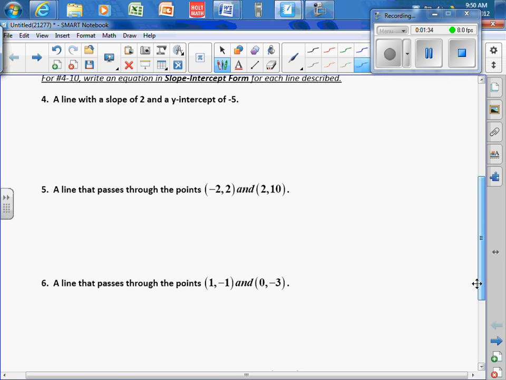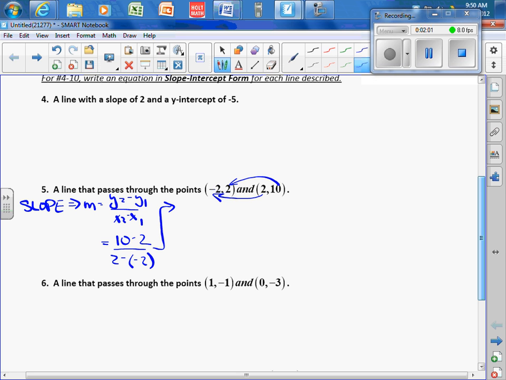In number 5, a line passes through the points negative 2, 2, and 2, 10. The first thing you do is find the slope. How do you do that? M is equal to y2 minus y1 over x2 minus x1. Take 10 minus the 2. Draw that pattern in so that you get used to what two numbers you need to subtract. Over 2 minus what? Negative 2. 10 minus 2, 8. 2 minus negative 2, 4. The slope of this line is 2.